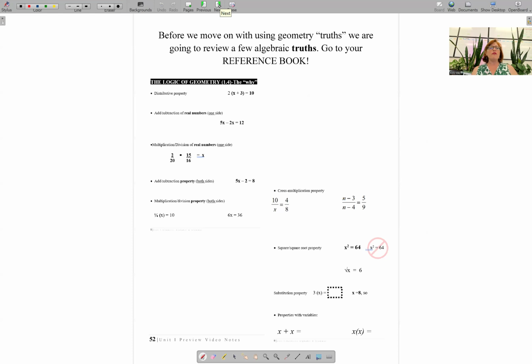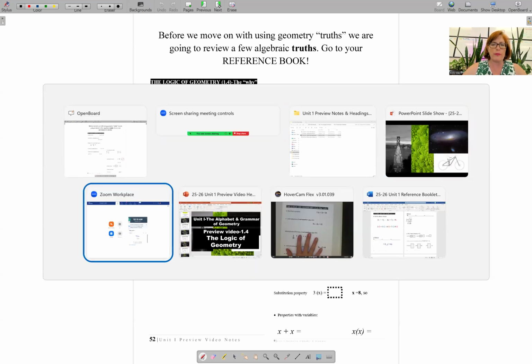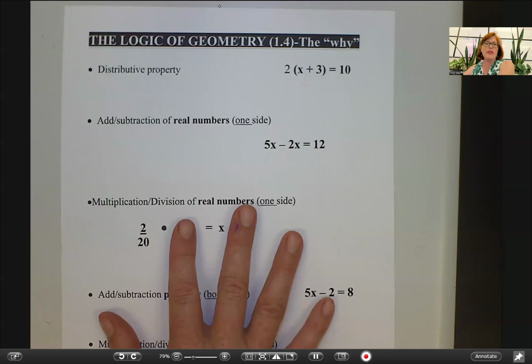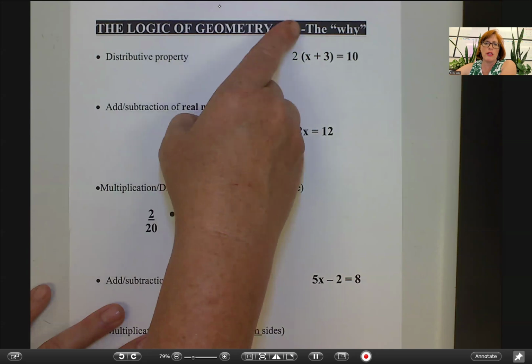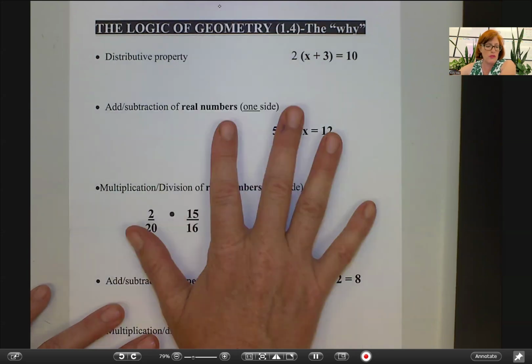Now, before we go to geometric truths, we need to review algebra truth. So go to your reference booklet and find this page. If necessary, pause the video. Find this page. It says the logic of geometry. Now, even though it says geometry, it's a bunch of algebra.